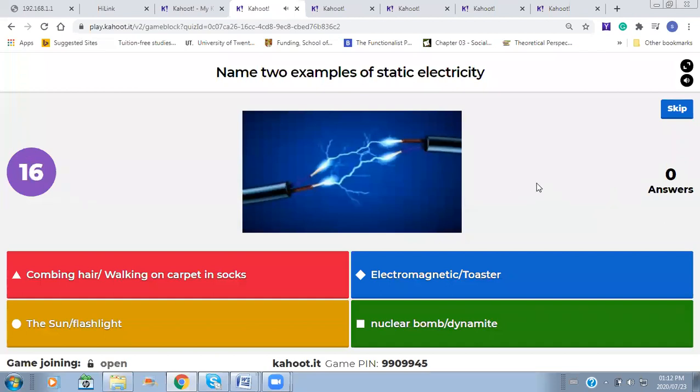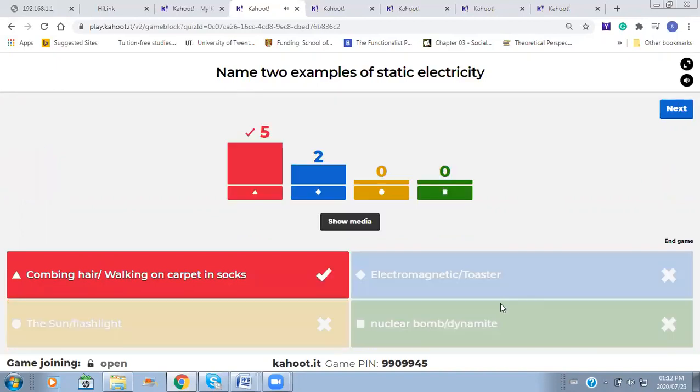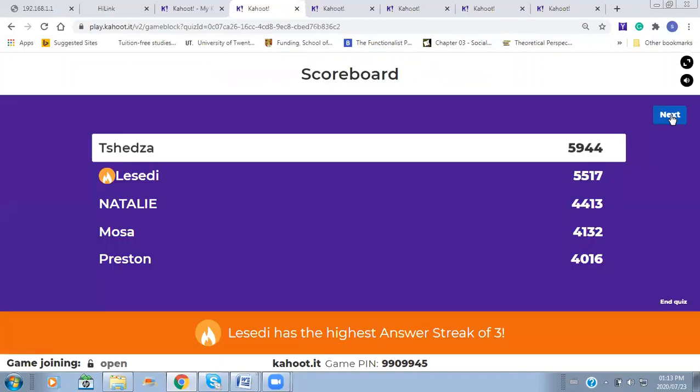Combing your hair, walking on a carpet in socks, an electromagnetic toaster, the sunlight and the flashlight, a nuclear bomb and dynamite. Very good. When you are combing your hair or walking on a carpet in socks, you see some sparks. All right, let's go. The scoreboard: Lesedi has overtaken Teza, and Lesedi has the highest answer streak of 3.